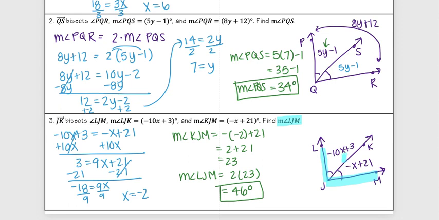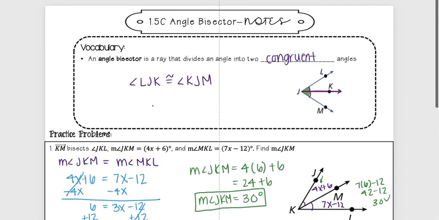So I first plugged into KJM just because that one was easier. And so I got -2 plus 21. Well, 2 negatives make it positive, so it's really 2 plus 21, which is 23. And then the measure of angle LJM, that's just going to be twice that. So I get 46. So I'm going to go ahead and write a little summary up here.